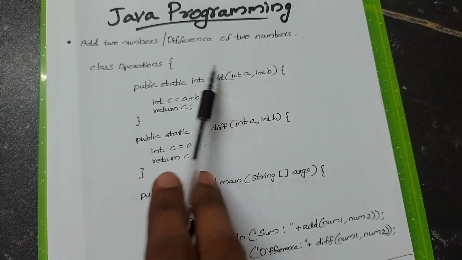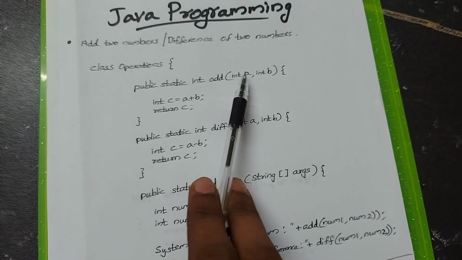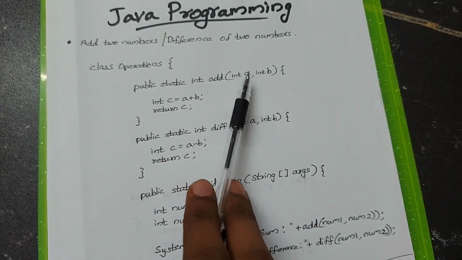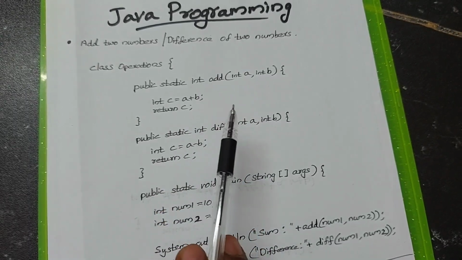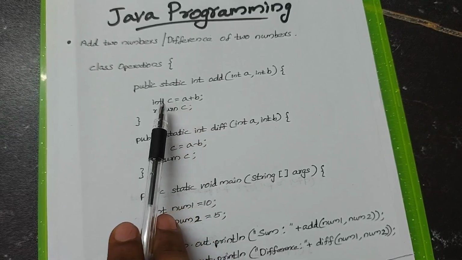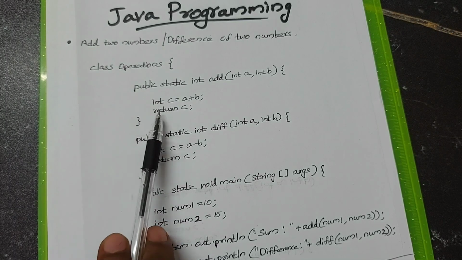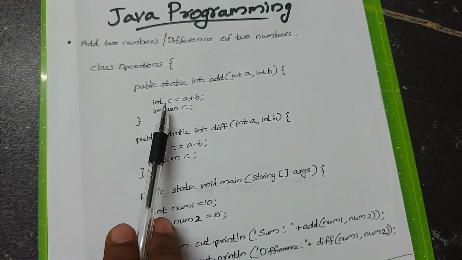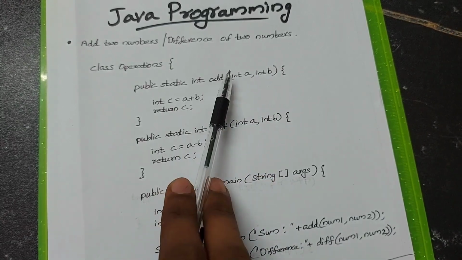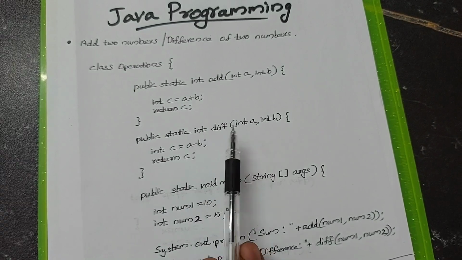Then add is the function name, and inside this bracket we are passing two variables, a and b. A is an integer, b is also an integer. Then within the brackets we have to write all the logic. This function is to add two numbers, so I am doing the operation here, a plus b, adding a and b, and saving it to another variable c, and that c is also an integer. Then return that value c, to where this add function is called from, this c value is returned.